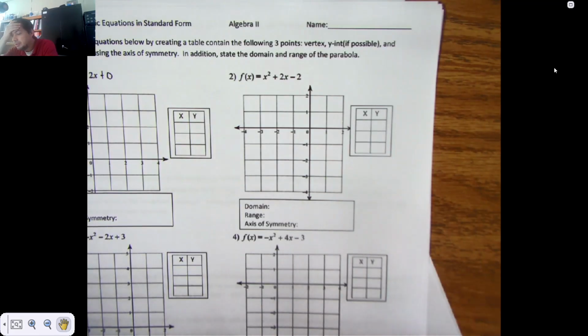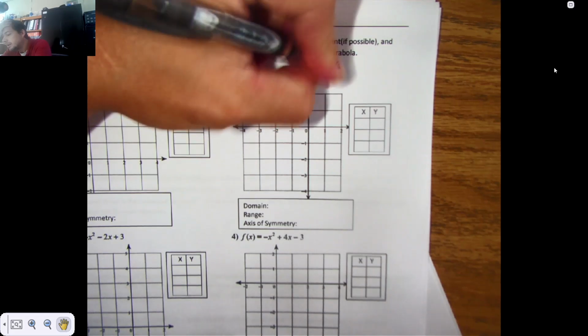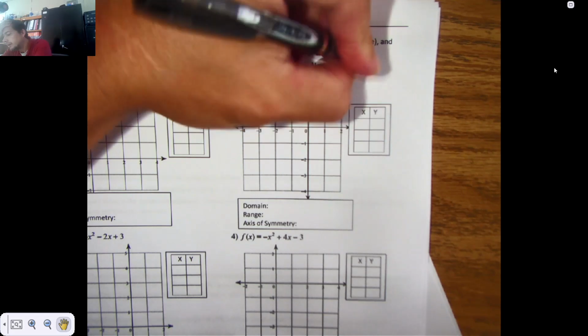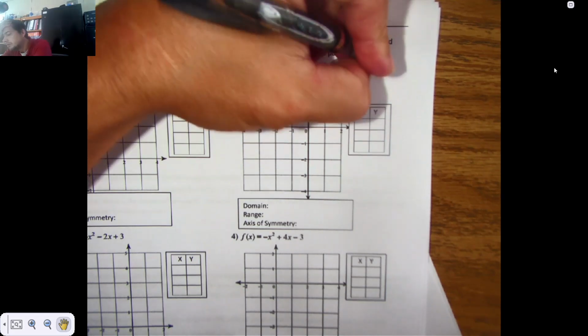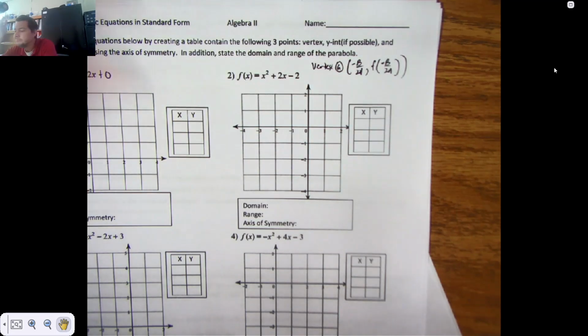You're supposed to create a table containing 3 points: the vertex, the y-intercept if possible, and another point found using the axis of symmetry. Your vertex is always going to be at negative b over 2a, followed by f of negative b over 2a. I know that notation is kind of confusing, but that's where she's at.